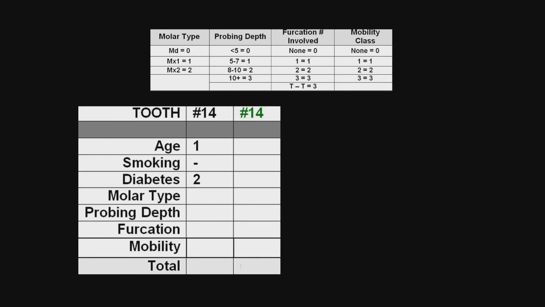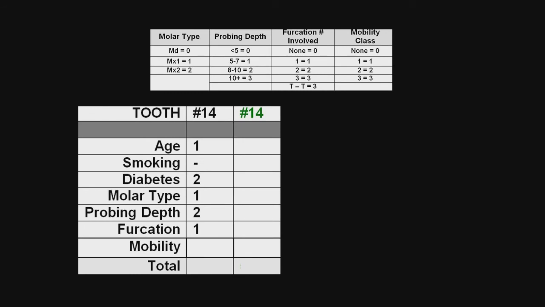So now let's score our 75-year-old patient. Age scores a 1. The patient is not a smoker. On diabetes, since we don't have an A1C, we're going to score a 2. Number 14, molar type, is a 1. Probing depths are generally greater than 7, so therefore we're talking in terms of a 2.